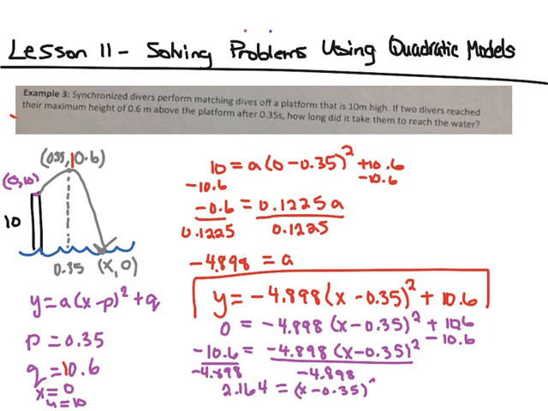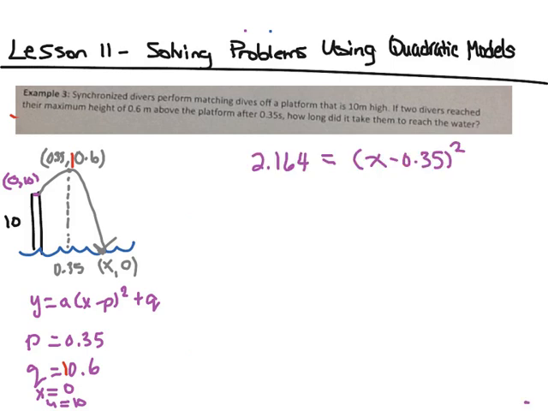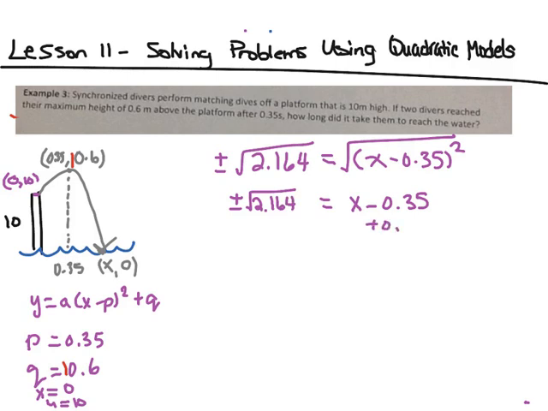So I'm going to stop there, erase, and go back and work up at the top. To isolate our variable, we're going to take the square root of both sides. And when we do this, we have to find both the positive and negative, because there are two possible solutions. So on the left side, we have x minus 0.35, and on the right side, we have plus or minus the square root of 2.164. Then we're going to add 0.35 to both sides. So we have 0.35 plus or minus the root of 2.164 is equal to x.